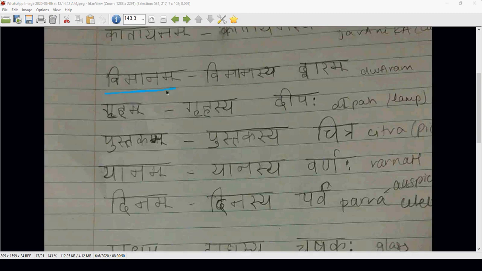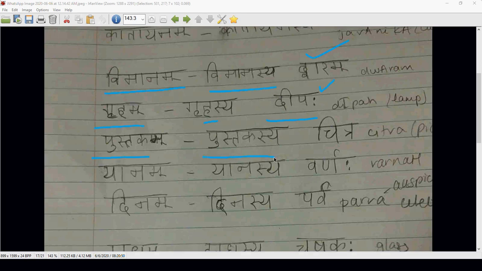Shall I continue? Vimanam, Vimanasya Dwaram. That's the door of the aeroplane or the aircraft. Yes, good. Dwaram. Griham, grihasya, deepaha, the light of the house. Yes.